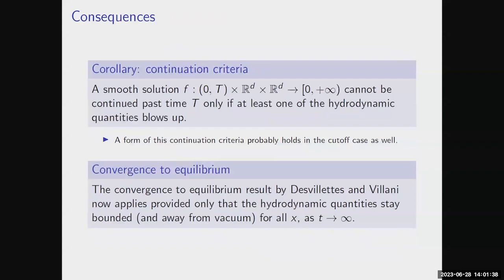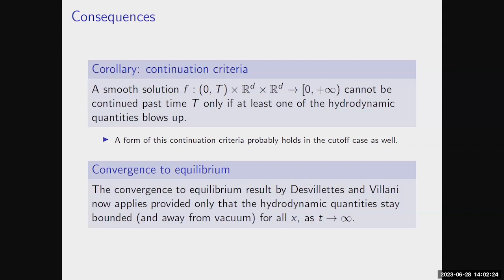Some of the consequences, or the things that you can do with this. One way to think about it is as a continuation criterion. If you start with initial data that is smooth, maybe we can produce a smooth solution for a short period of time. And then what the theorem is saying is that the solution will cease to exist only if one of the hydrodynamic quantities blows up, because otherwise we have uniform regularity estimates. So the only way the solution can become irregular at some time capital T is if one of these conditions on the hydrodynamic quantities is not satisfied up to that time.